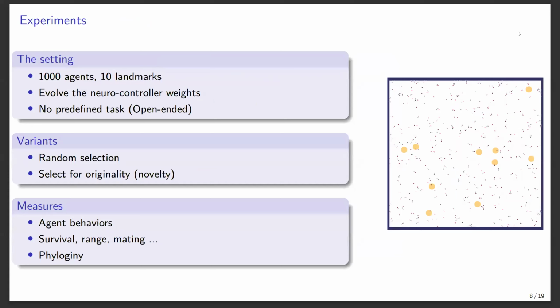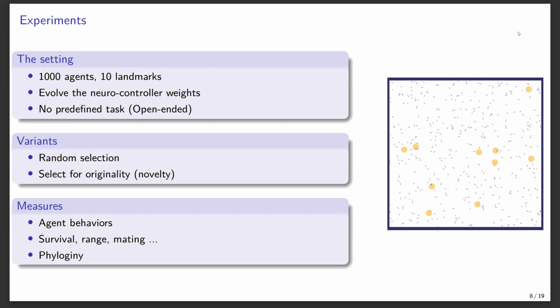In this setting, I took the same setting as my friend and colleague. We took 1,000 agents. We put 10 randomly positioned landmarks. Remember, the landmarks don't provide any advantage. They're just there. And we evolve only the weights of the neurocontrollers. The genome is just the weights. And there is no predefined task. It's open-ended.